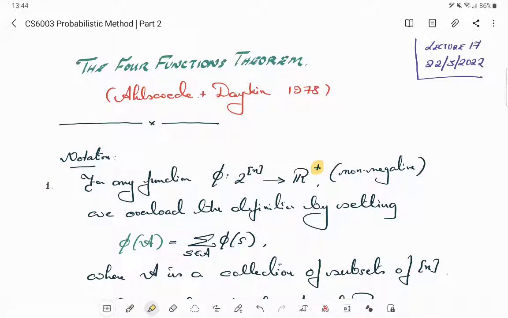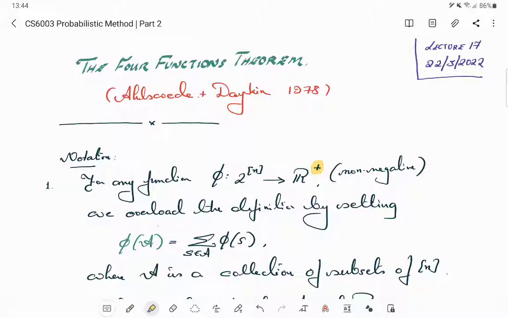And the same function definition phi, we will overload it. The default argument to phi is a single subset of 2 power n, but we will use the same notation also to denote a collection. You'll apply this function also to a collection of subsets of n, in which case the definition of phi of the collection will be just the sum over phi values at all the sets in the collection. Very natural extension to the definition.